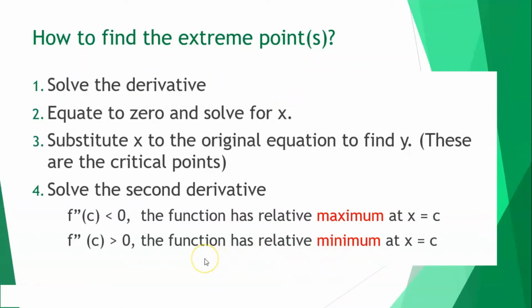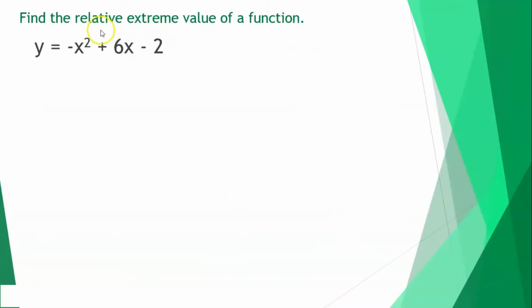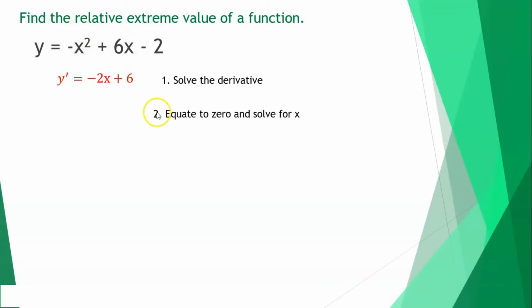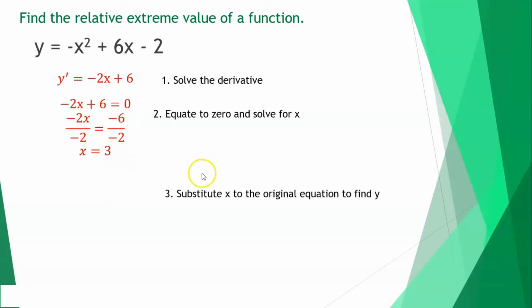Now let's have an example. Find the relative extreme value of the function. Given this function, the first thing we do is solve for the derivative. So the derivative would be negative 2x plus 6, since the derivative of 6x is 6. Next, equate the derivative to 0 and solve for x. Transfer 6 to the other side and divide the equation by negative 2, so x is equal to 3.